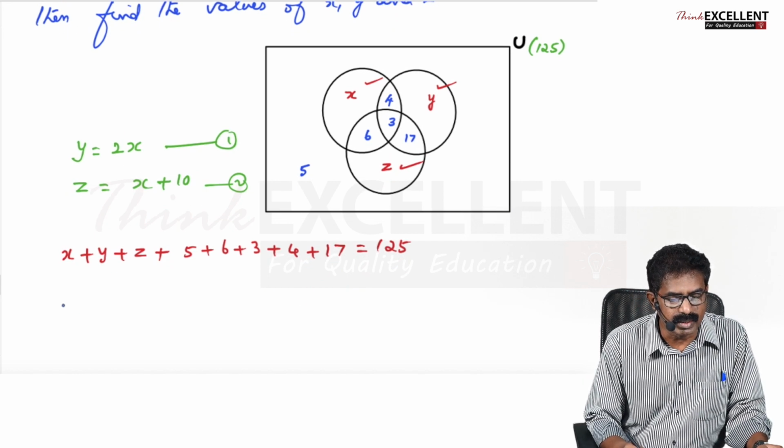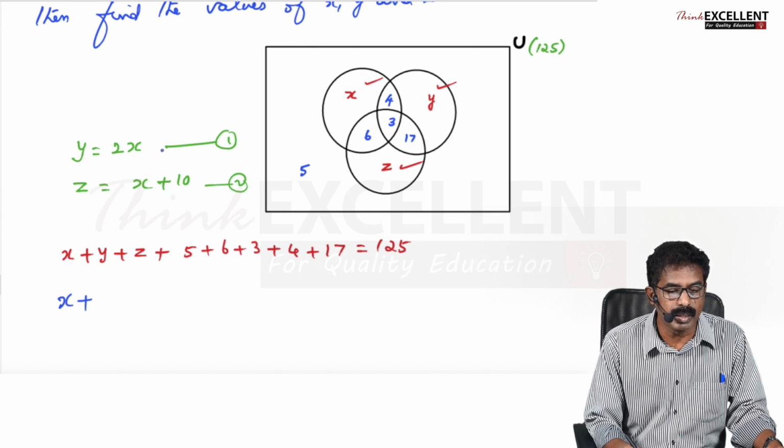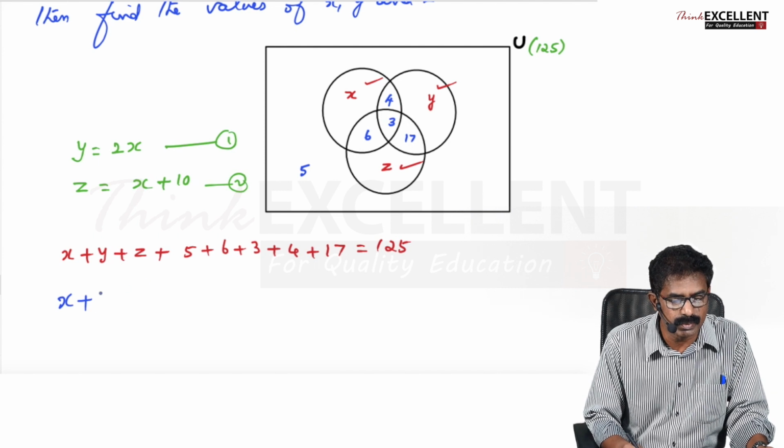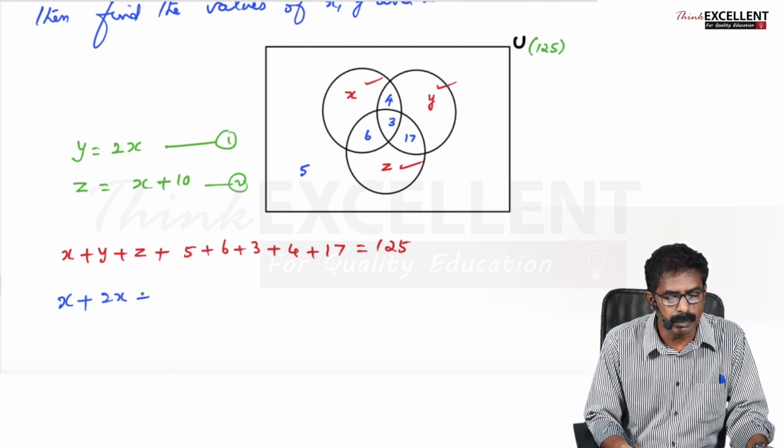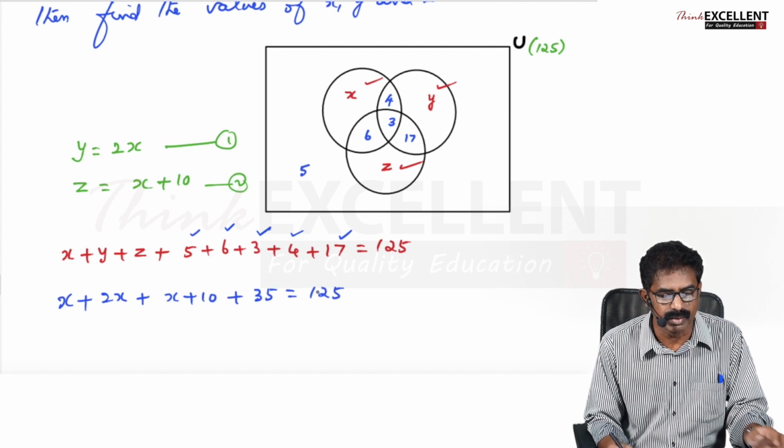Now, please listen here. X I am writing as it is. Instead of y, using equation number 1, that y can be replaced by 2x. And z can be replaced by, from equation number 2, x plus 10. All the remaining terms you add: 17 plus 3, 20. 6 plus 4 is 10. 20 plus 10, 30, 35, right? So plus 35 equal to 125.